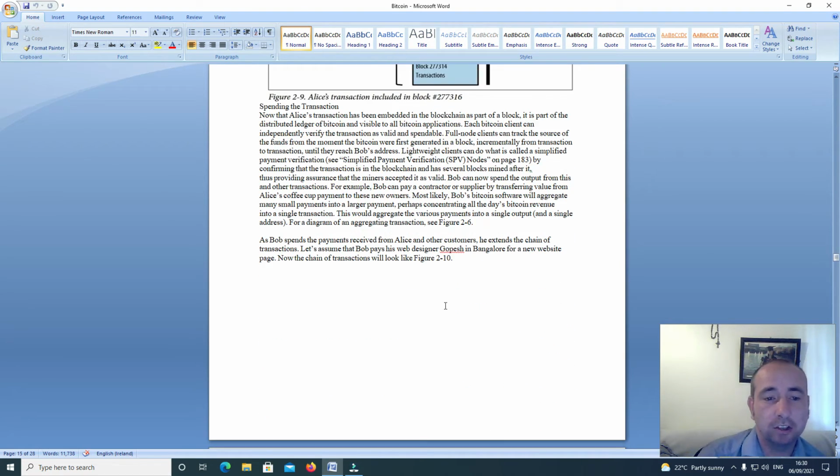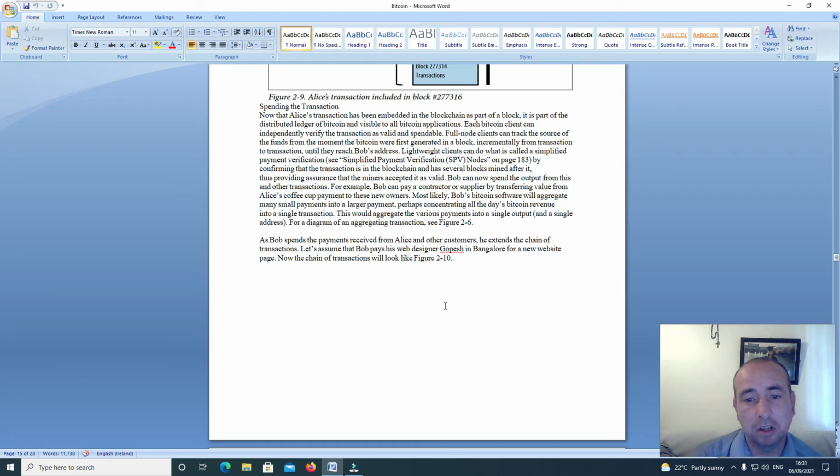Spending the transaction. Now that Alice's transaction has been embedded in the blockchain as part of a block, it is part of the distributed ledger of Bitcoin and visible to all Bitcoin applications. Each Bitcoin client can independently verify the transaction as valid and spendable. Full node clients can track the source of the funds from the moment the Bitcoin were first generated in a block, incrementally from transaction to transaction, until they reach Bob's address.